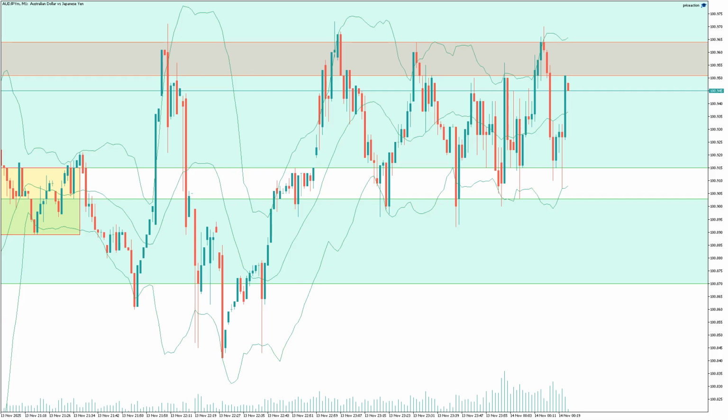This support zone is formed by a notable period of indecision and consolidation between 10 hours and 11 hours and 45 minutes on November 12, 2025. Within this timeframe, the price action between 101.186 and 101.11 shows a clear battle between buyers and sellers, with multiple smaller bodied candles and overlapping price ranges.